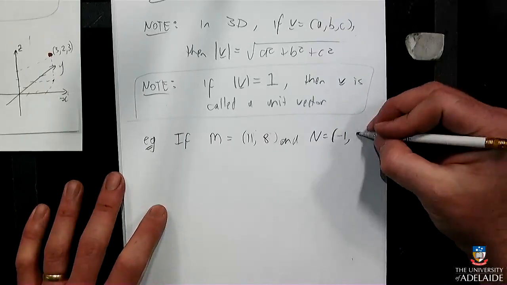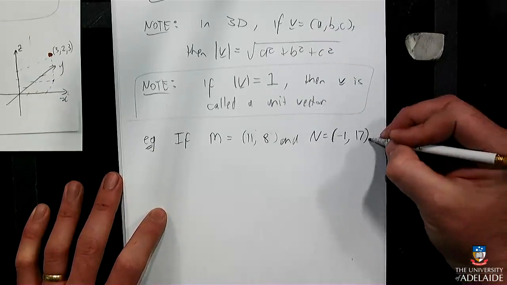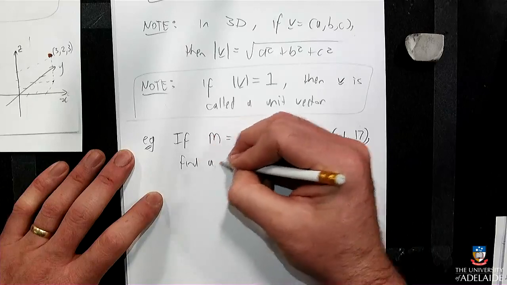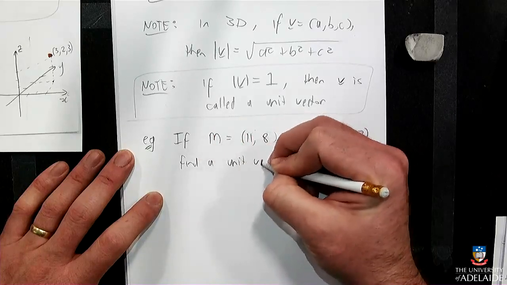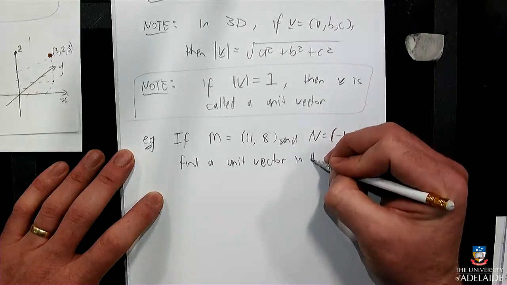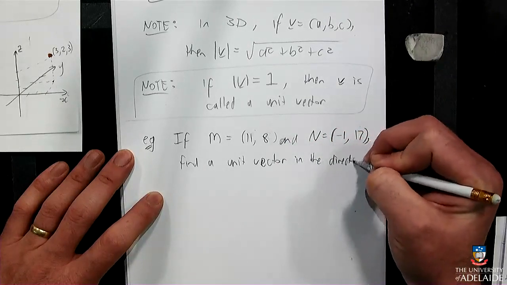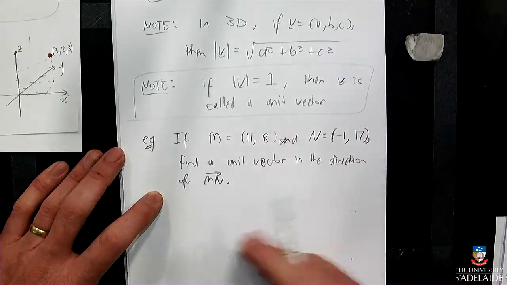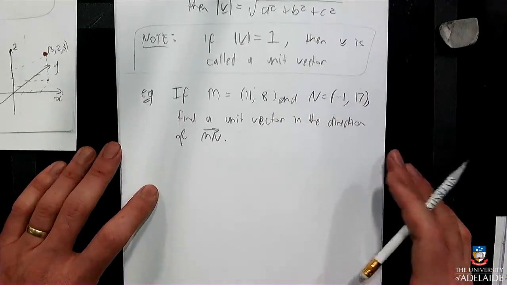So I'm going to go -1 and 17. Find a unit vector in the direction of MN. Okay.